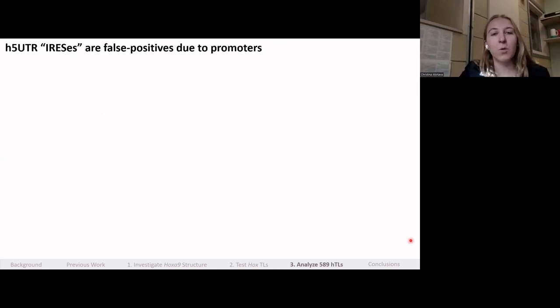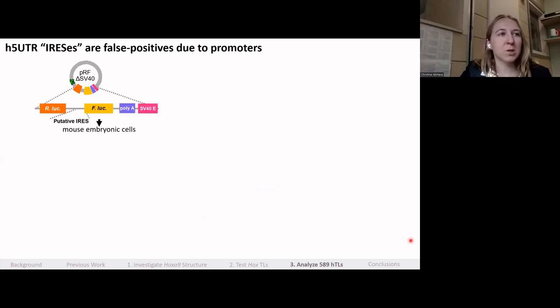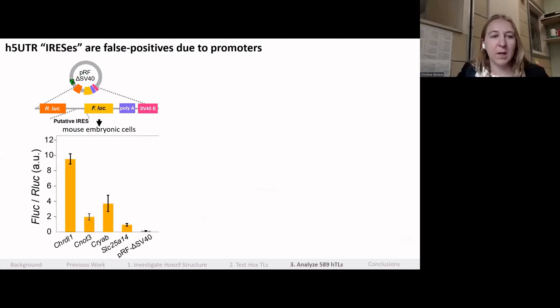Next, we tested 4 mouse transcript leaders that were labeled as active in mouse embryo tissue. We used the bicistronic reporter assay with the SV40 promoter deleted and tested 4 of the active transcript leaders. And we found that all 4 of the transcript leaders tested showed independent FLuc activity.